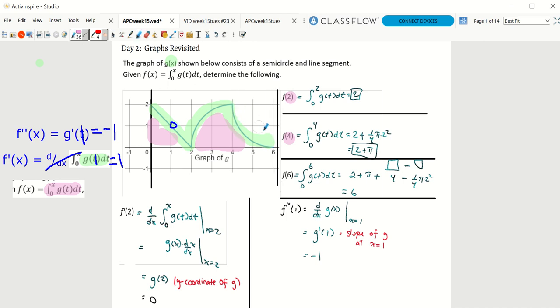Now for this third one, it's asking between 0 and 6. Let me clearly indicate that it includes this over here. Between 0 and 4 we already solved. Now we have to add the area between 4 and 6 into the mix.